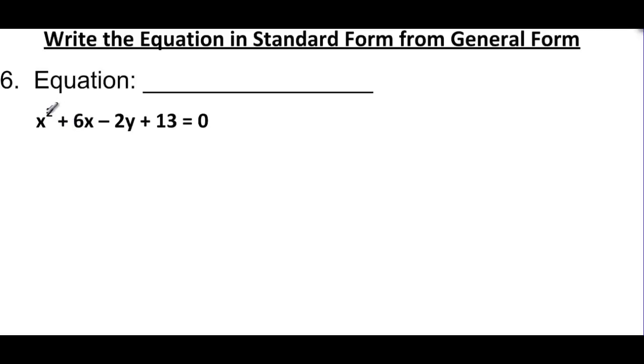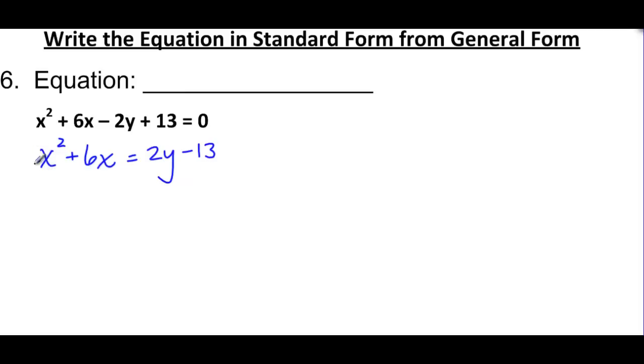So if I look, my x is squared, and we like to have the squared value on the left-hand side. So I'm going to keep the x's on the left, and I'm going to put everything else on the right. So if I move this over, it becomes a positive 2y and a negative 13. Most students who make a mistake, they just move this over and don't change the sign, so be careful.